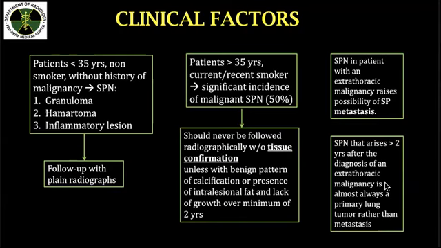If the patient is greater than 35 years old, a current or recent smoker, the incidence of malignant solitary pulmonary nodule is more than 50%. So with these clinical factors, such as being a current or recent smoker greater than 35 years old, definitely we have high suspicion for malignancy. Then it should never be followed up radiographically without tissue confirmation. If we see a solitary pulmonary nodule and you have these clinical risk factors, whether you saw it in your X-ray or in your CT scan, it is better to do it with tissue confirmation.